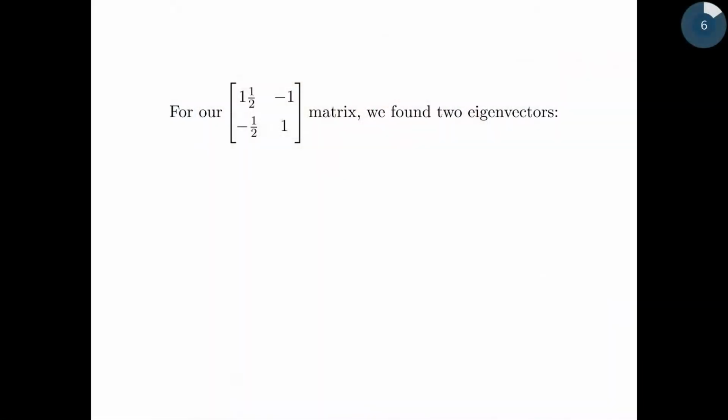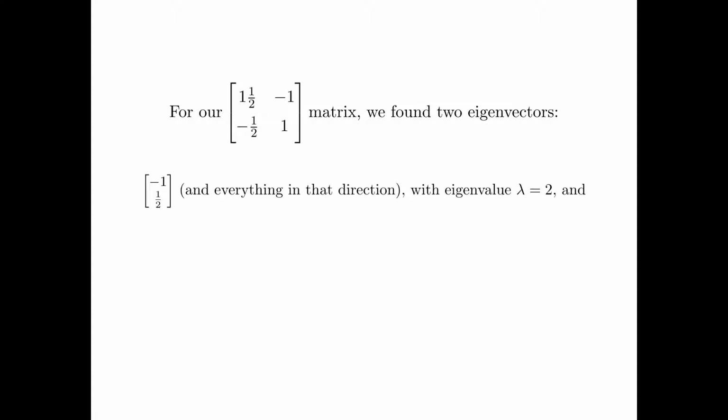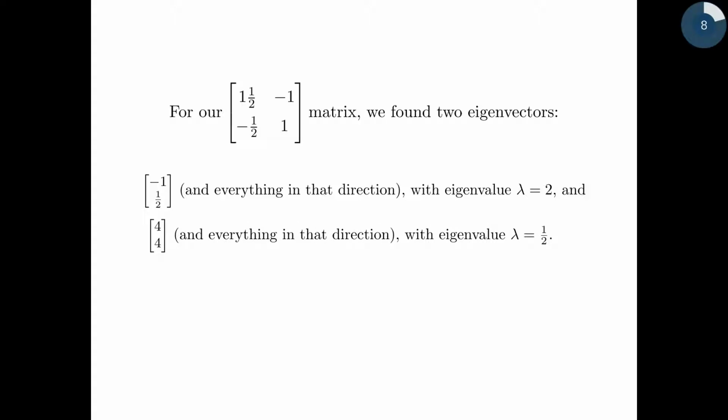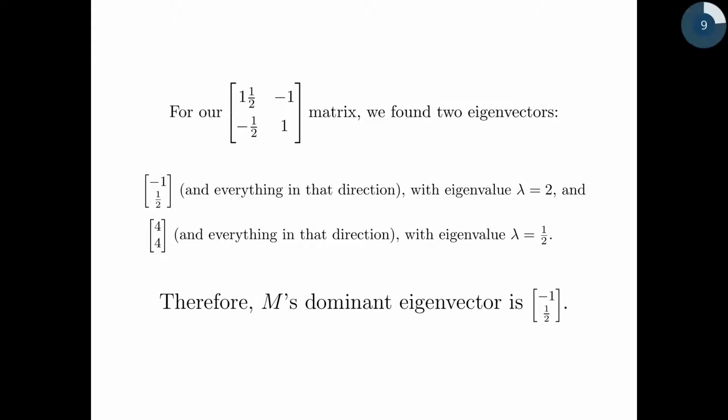Remember that for this matrix, we had two eigenvectors. We had (-1, 1/2), okay? So anything along that line, and I'm going to draw that line for us in a minute, was an eigenvector with eigenvalue lambda equals 2, and the other one was (4, 4). Everything in that direction got squished by the properties of the matrix. So if you multiply anything in the (-1, 1/2) direction by this matrix, it will stretch it. It will double the size of the vector. If you multiply this matrix by any vector in the (4, 4) direction, which is exactly southwest to northeast, it will get shrunk in half, okay? And obviously, the dominant eigenvector is (-1, 1/2), right?